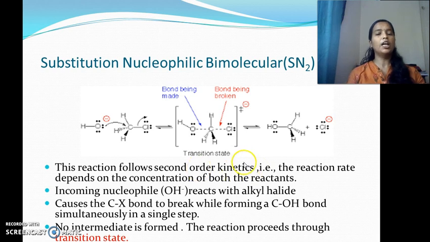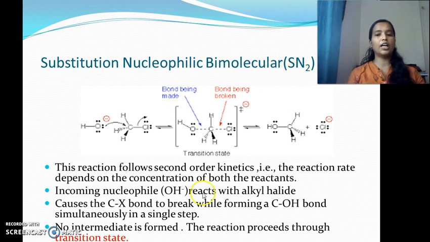That means the reaction rate depends upon the concentration of both the reactants. That is, there are two reactants involved in this reaction. One is OH minus, the nucleophile, and another one is the substrate, that is, the alkyl halide. So here the reaction rate will depend upon both the reactants. That is why it is called bimolecular, SN2.